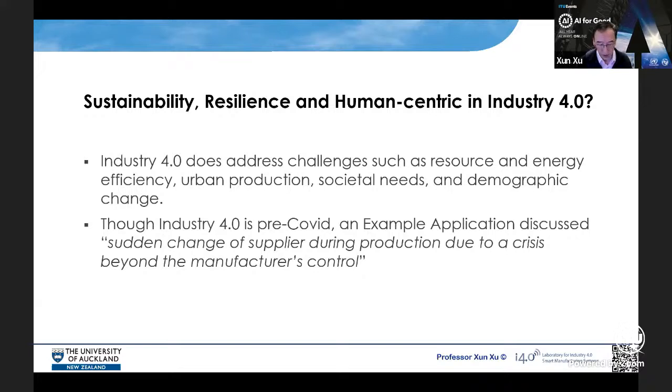Well, if you dig into documentations about Industry 4, it does actually address some of the challenges in this area. It talks about societal needs, energy efficiency and urban production, and supply chain disruptions. And this is actually pre-COVID. So it's quite astonishing that some of the words in Industry 4 are very fitting to address some of the issues we have during COVID.